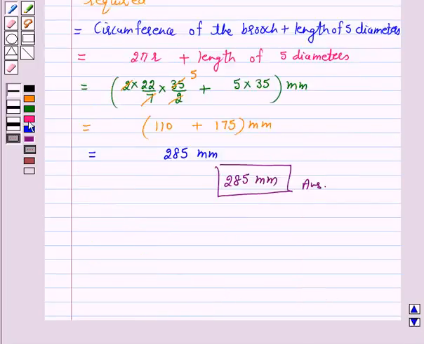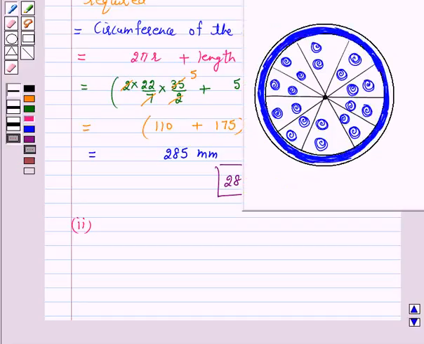Let's move to the part 2. In part 2, we have to find the area of each sector of the brooch. Now, in a way, we can consider this circular region to be a sector forming an angle of 360 degree at the center. Now, this circular region is divided into 10 equal sectors. Therefore, the angle of each sector is equal to 360 degree upon 10, and this is equal to 36 degree.